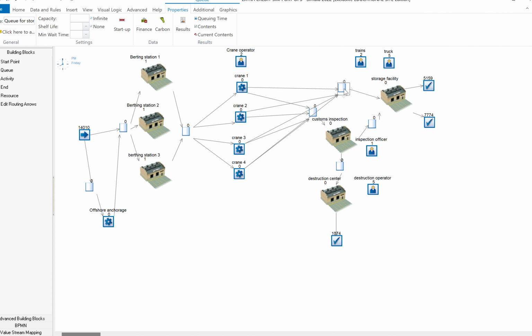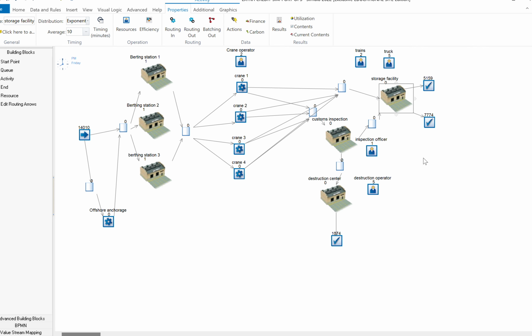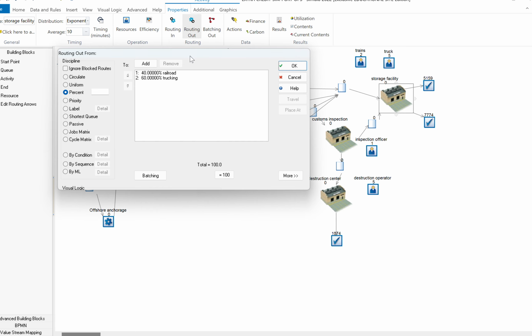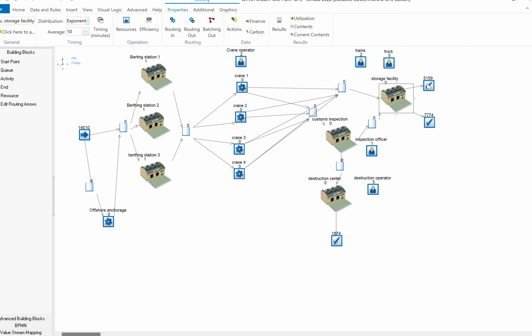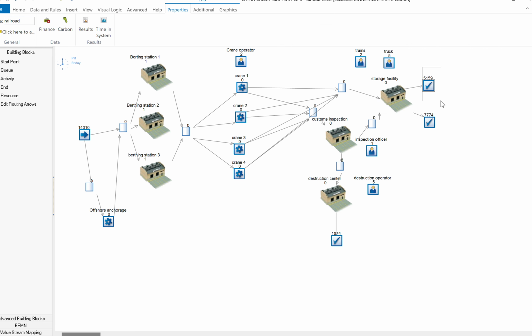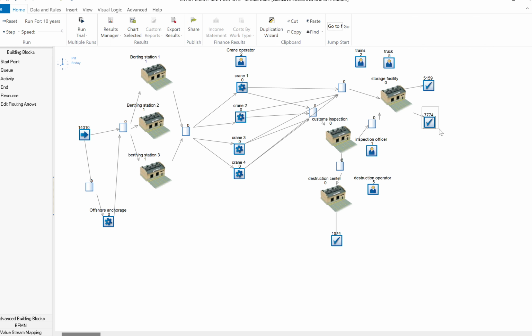And now from this queue, we can look here. From the cranes, which can be supplied by all 4 cranes to this queue, it goes straight to the storage facility, or after passing inspection, it goes to the storage facility. And this just takes time to sort the cargo or whatever it is and decide where it's going. So if we look here at routing out again, we have 40% railroad and 60% trucking. So that's these two distributions. The lower one is the 40% railroad, and this is 60% of the trucking here. So that's why this is a bigger number.